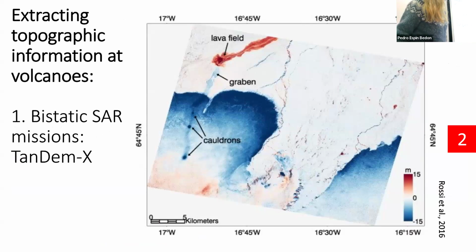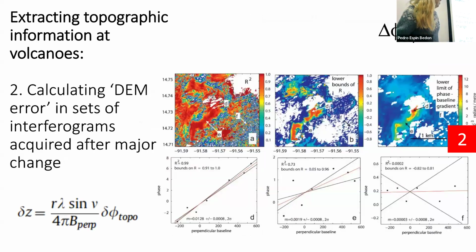This is a different example from Iceland, particularly beautiful. You can see the cauldrons in the glacier there. The large blue area is the ice cap, and there are melting cauldrons on the surface. You have the graben forming with the rift opening, and then you have the fresh lava field, just from the bottom of the arch.